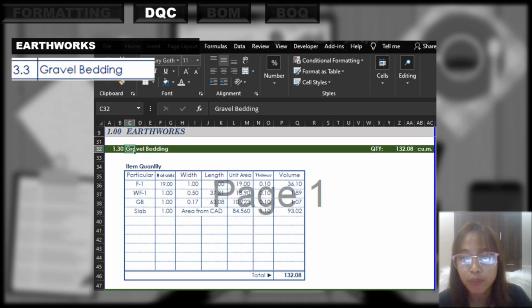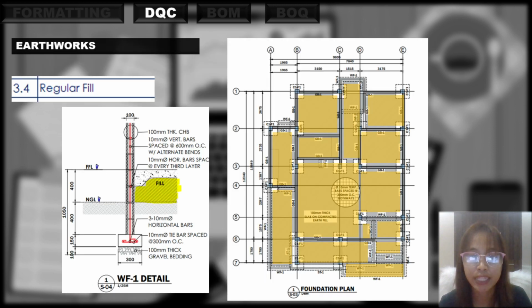The width of the grade beam shall be 0.17 meters as per plan, and we also include the slab area. It is noted here area from CAD, meaning the data for computation is already provided and ready to be used. After computing the unit volume of the particulars, we now add them all so we could derive the total volume of 132.08 cubic meters.